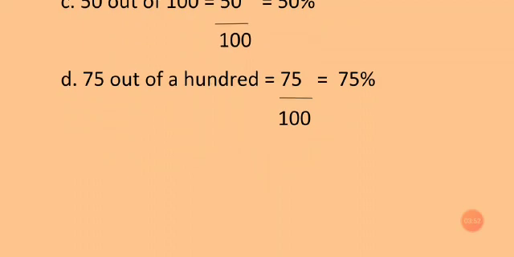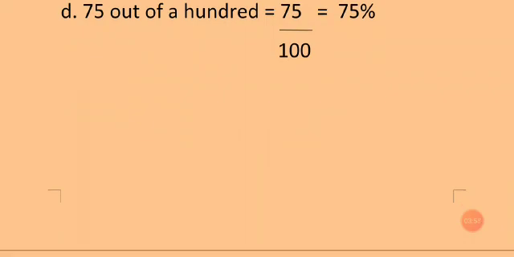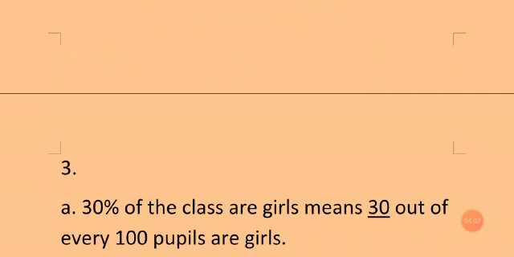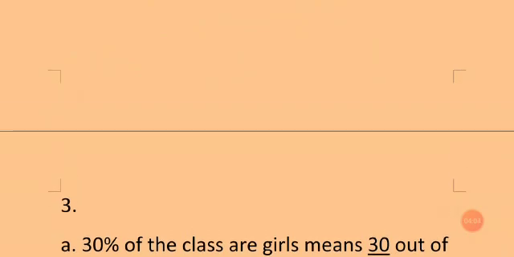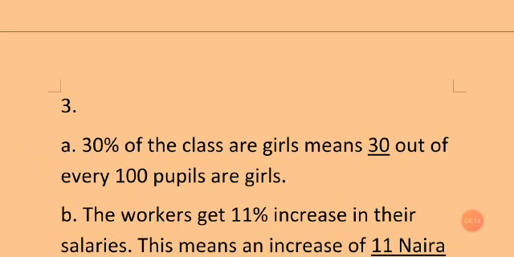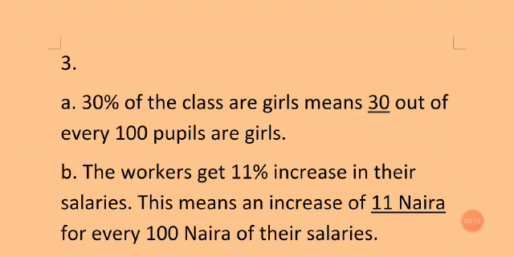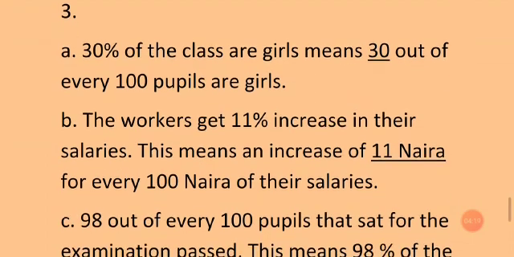I hope you are taking your own exercise now. I believe you have gotten up to the 2D already. That is 1A, B, and C, 2A, B, C, and D. You have 7 already. So if you have gotten up to 2D, that means you have gotten 7 out of 7. You can applaud yourself. Yes, the last question we have here is number 3.